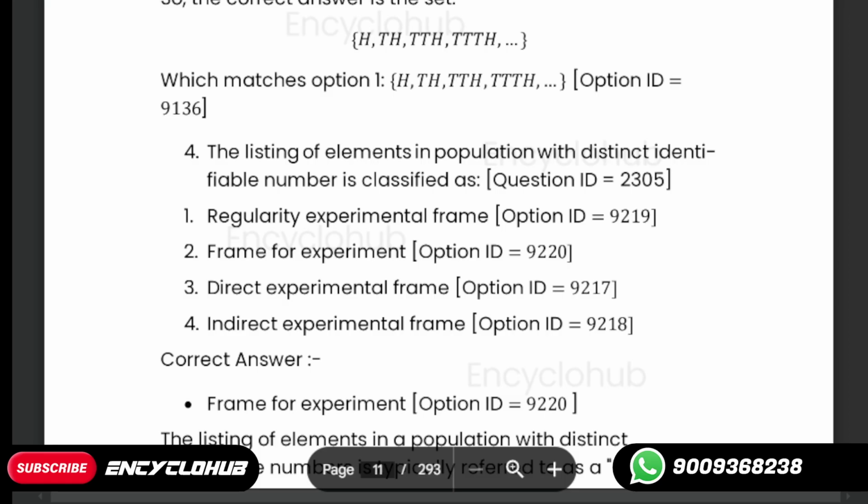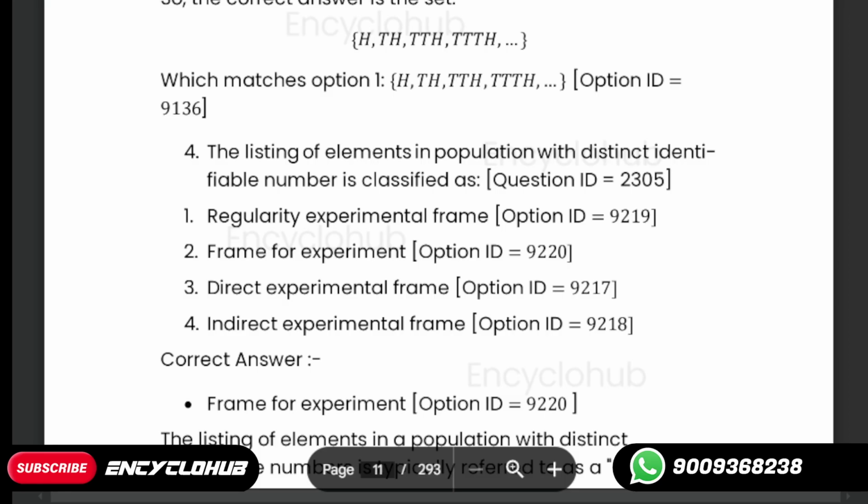Question 4 is a 2018 question: the listing of elements in a population with distinct identifiable numbers is classified as. There are four options: the regularity experimental frame, frame for experiment, direct experimental frame, and indirect experimental frame. So the question is asking about the listing of elements in a population.